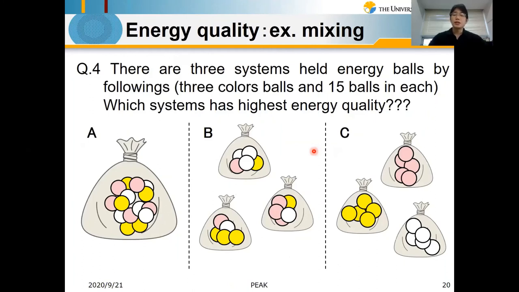To expand the energy quality idea from heat to other things, I'm providing the final question. The question is, which system has the highest energy quality? Now, there are three systems, A, B, C. You should not count the energy of the plastic bag. This is just put there representatively. Each system has 15 energy balls. Thus, the energy amounts are the same. And there are energy balls of three different colors.